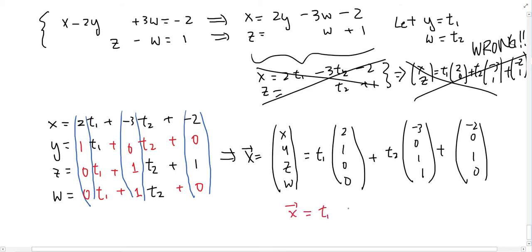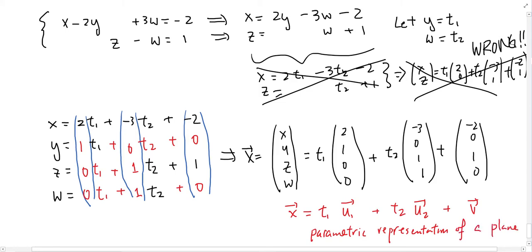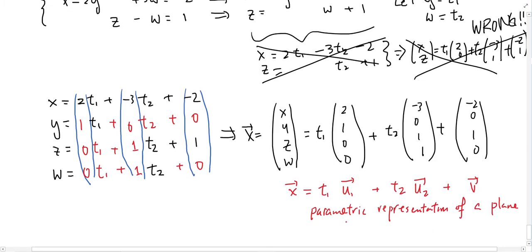Equal to T1 times our vector U1 plus T2 times our vector U2 plus this is our vector V. What we have here is a parametric representation of a plane. But this plane exists in R4.